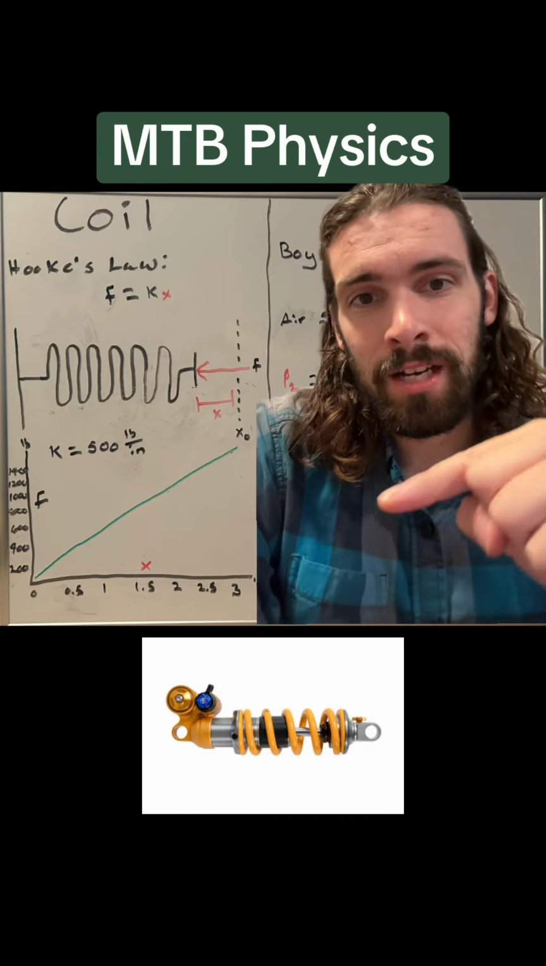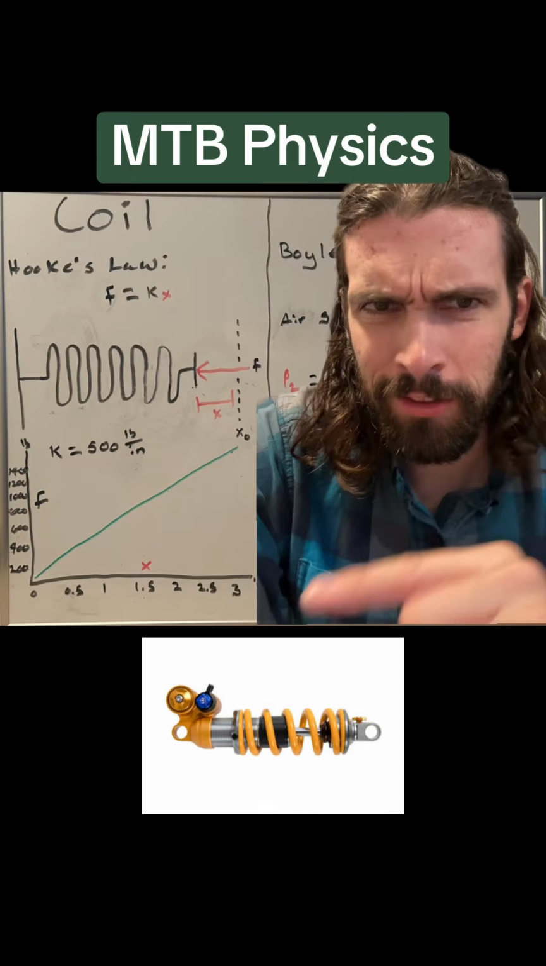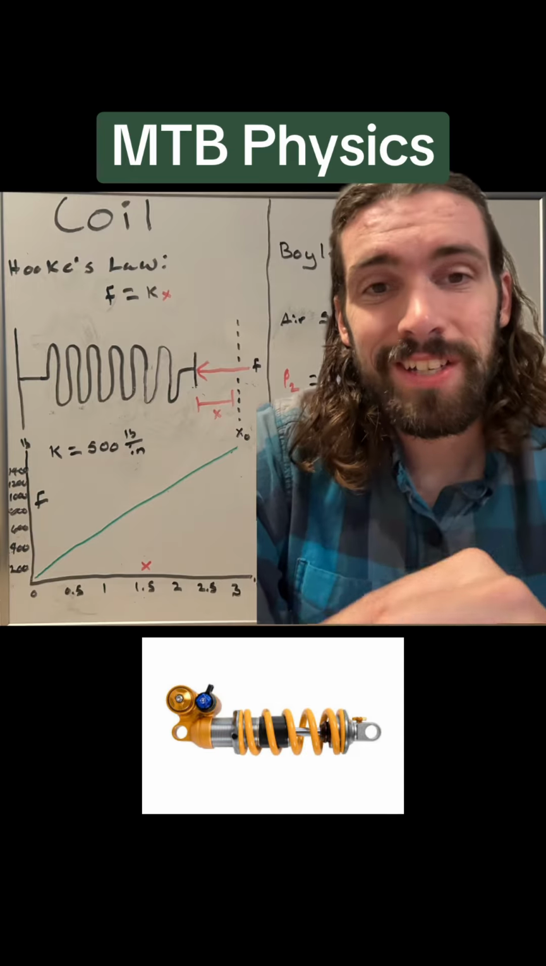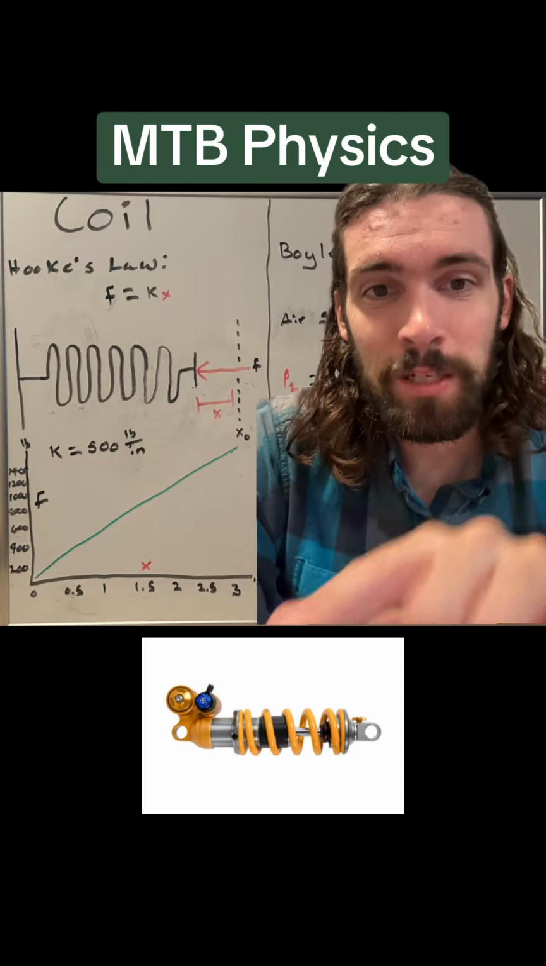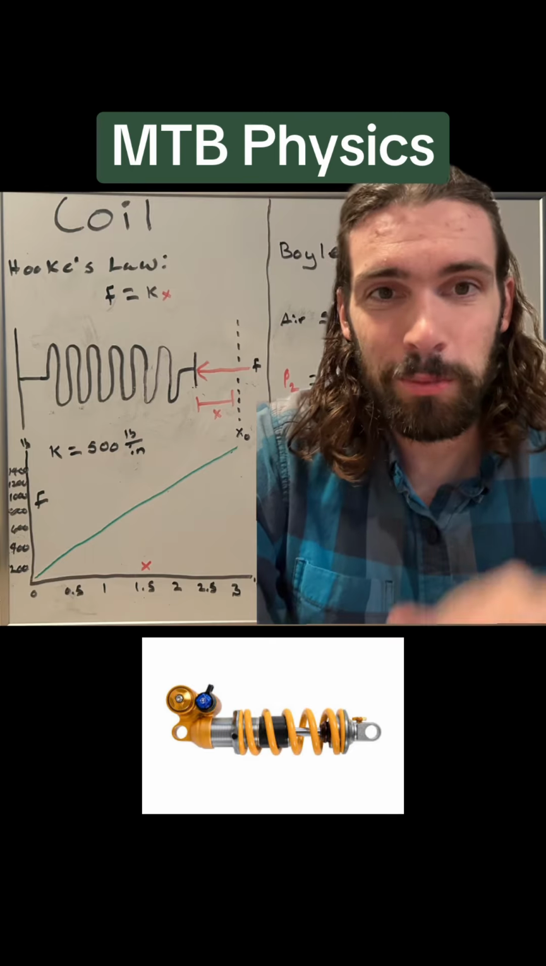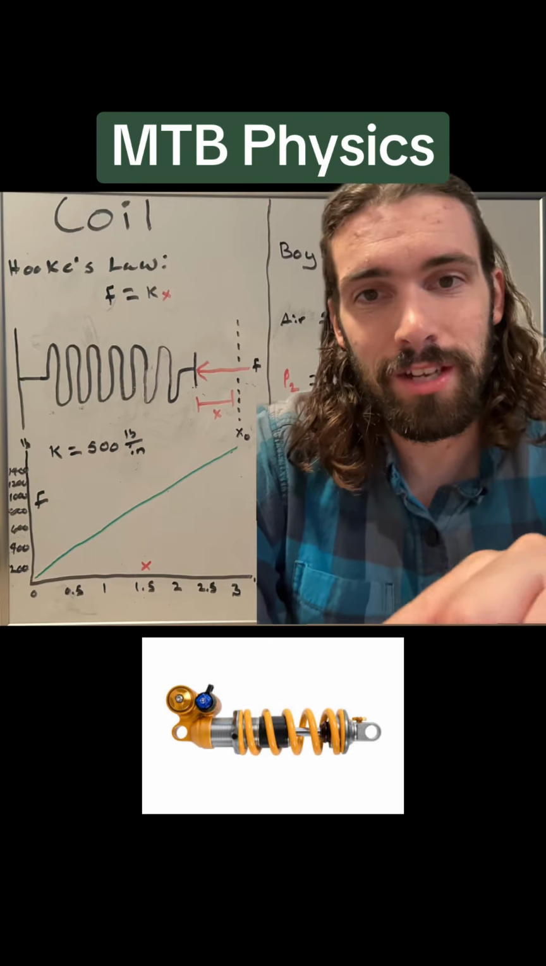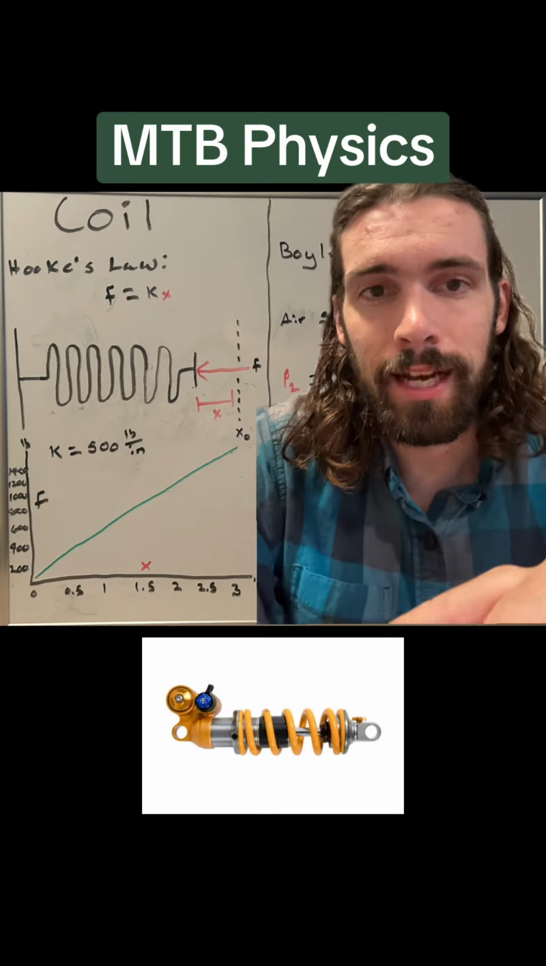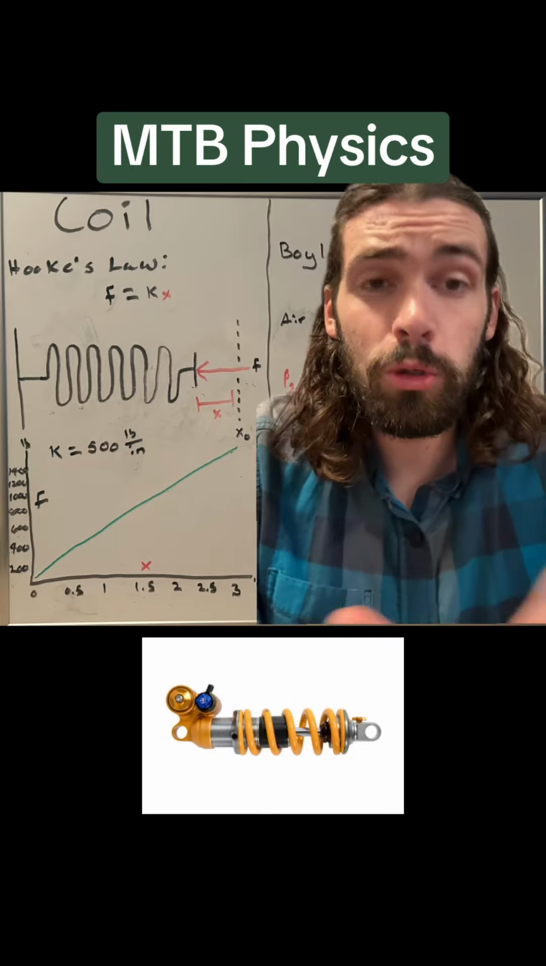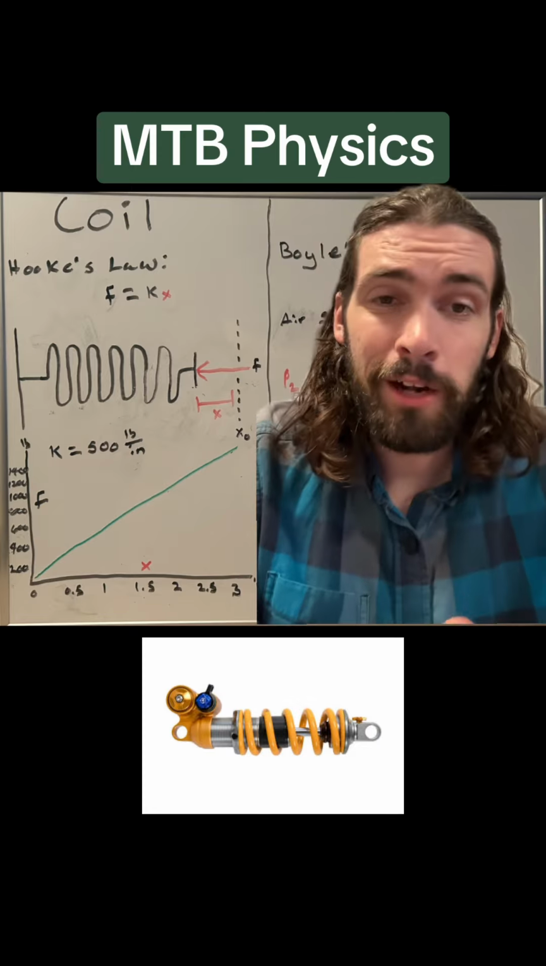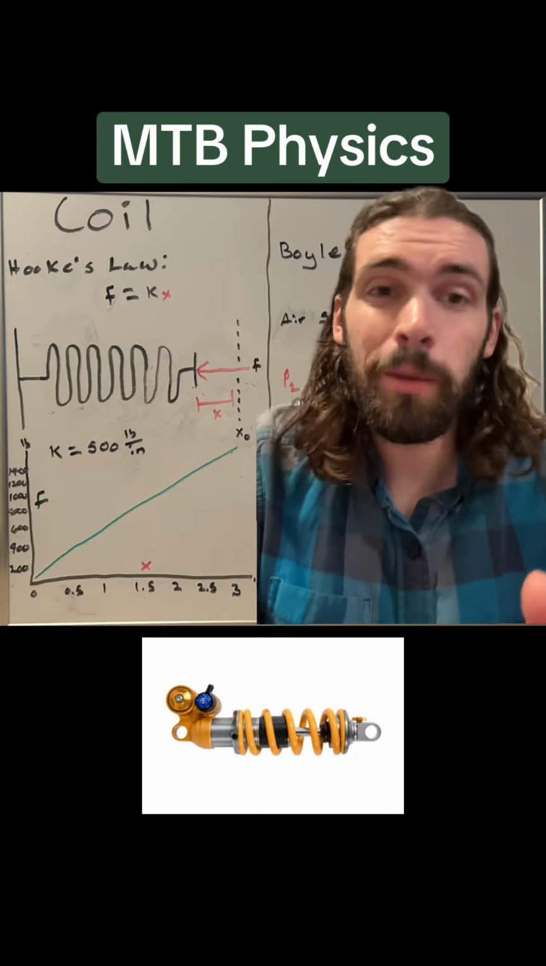And that can be represented on this graph with force on the y-axis and distance moved from the equilibrium point as the spring is compressed on the x-axis, and you can see a very nice linear line. And that results in a very smooth, predictable feeling shock and pairs well with bikes that have a somewhat progressive suspension layout.